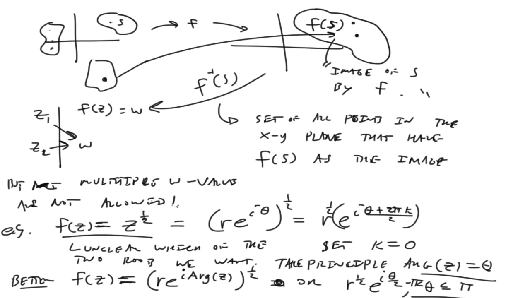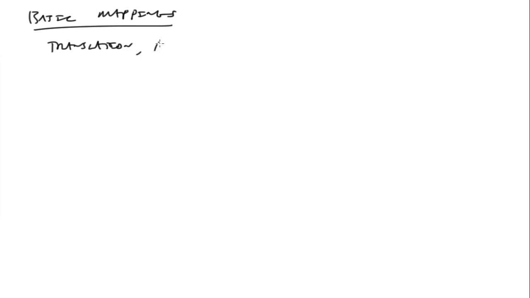Okay. All right. So now let's talk about some simple mappings, some basic mappings. For instance, translation. We're going to talk about translation, rotation, and also reflection.